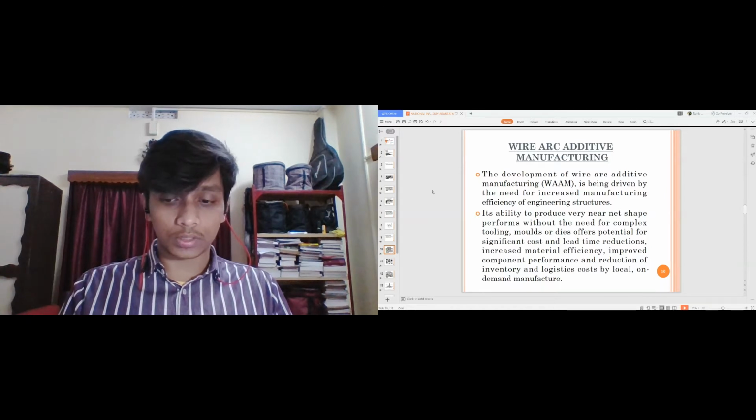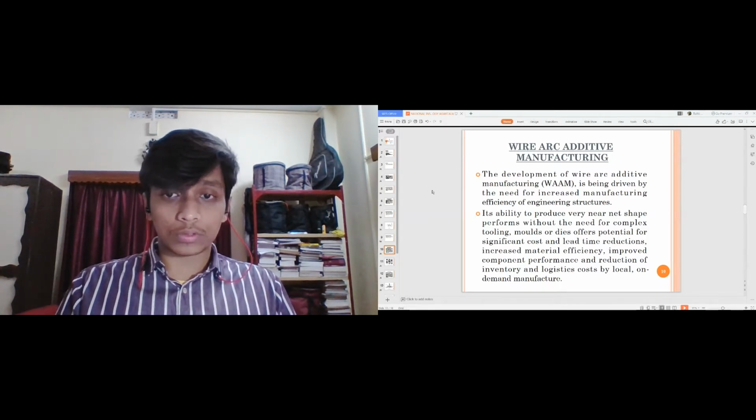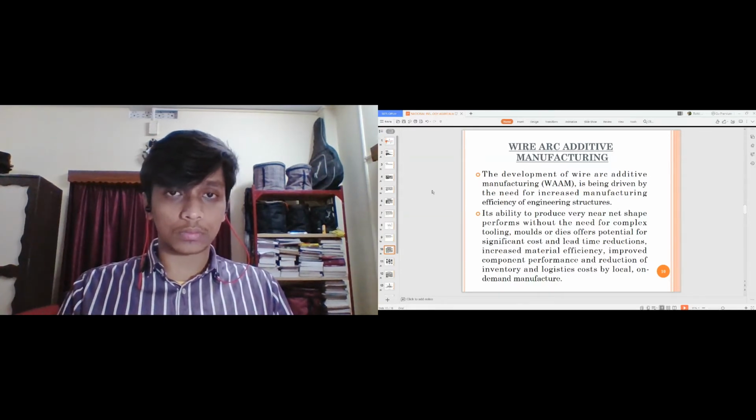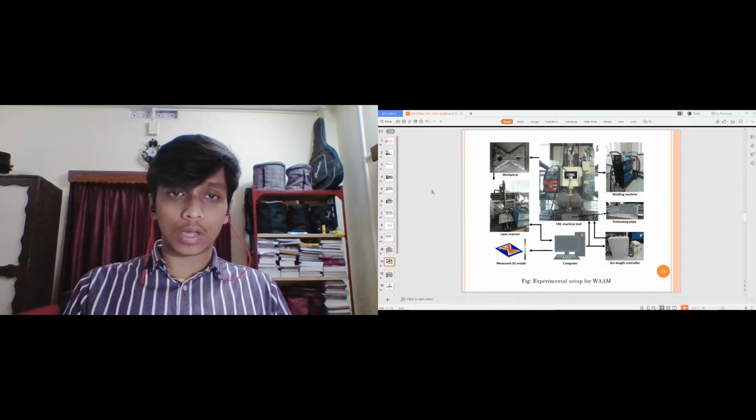It's a very simple process, and there's no need for complex tooling. It does not require molds or dies, and it reduces costs, reduces time, increases the efficiency of material, improves component performance, and so on. So this is a very good process, and this is the experimental setup for wire arc additive manufacturing.